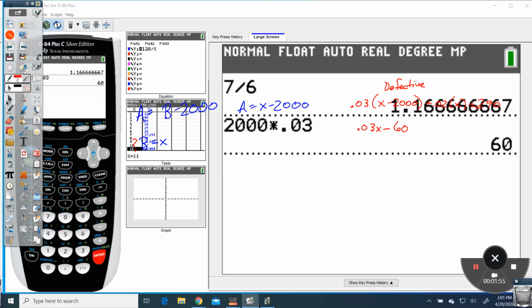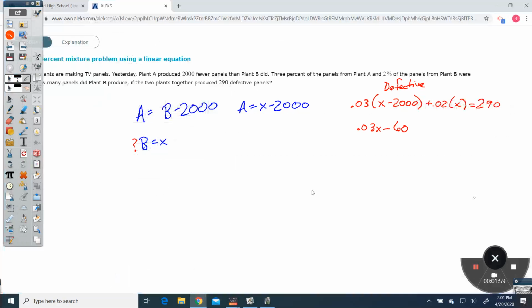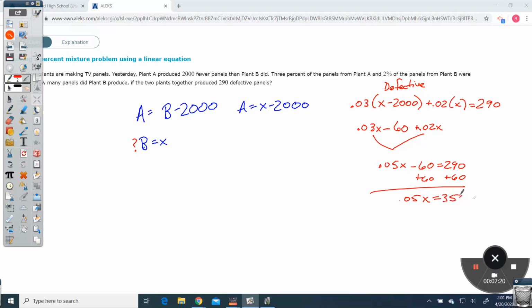And then we have 0.02x right here. So if I add the x's together, that makes 0.05x minus 60 equals 290. So now I add the 60 over. So 0.05x equals 350. So now I divide it by 0.05.